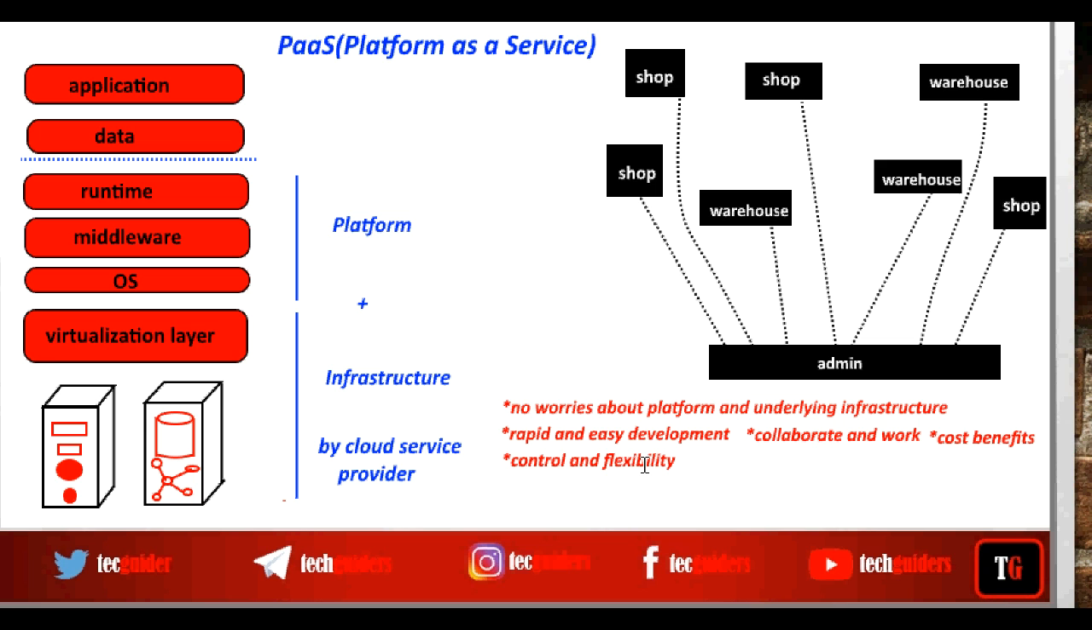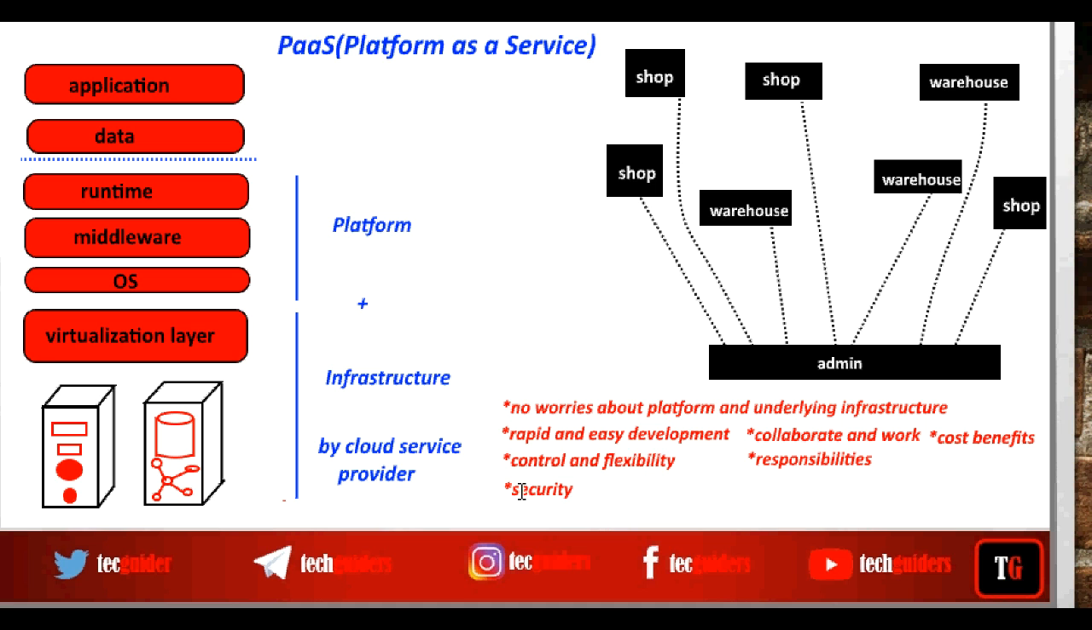So in the on-premise method, we had complete control over the entire hardware and software. In infrastructure as a service, there is some lack of control. Even then, we had control over the entire architecture. Compared to that, here the control and flexibility is less. But compared to software as a service, here we have more control and flexibility. And on the other hand, compared to infrastructure as a service, here we have fewer responsibilities, and compared to software as a service, here we have more responsibilities.